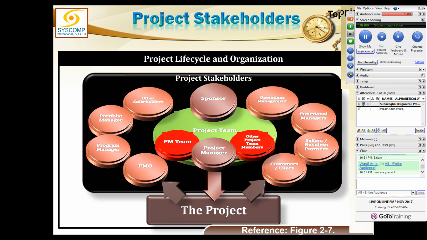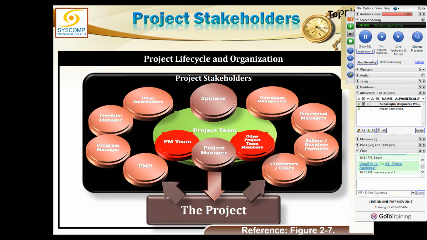If we look at stakeholders outside of the project, but within the organization, the biggest stakeholder is the sponsor. And then we have other people from the operational management or functional management, and even the portfolio manager, program manager, PMO, and other staff. If we look at it from the angle of people outside of the organization, then the biggest stakeholder is the customer or the end user.